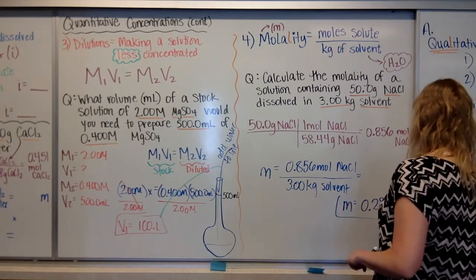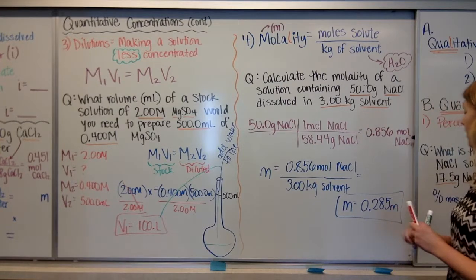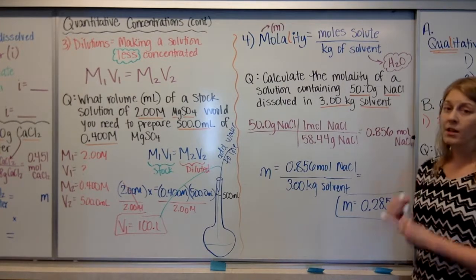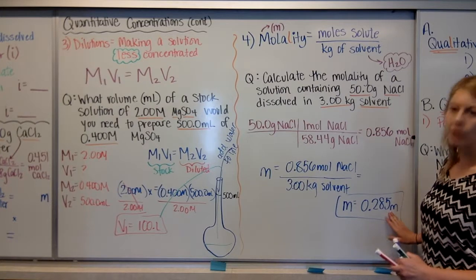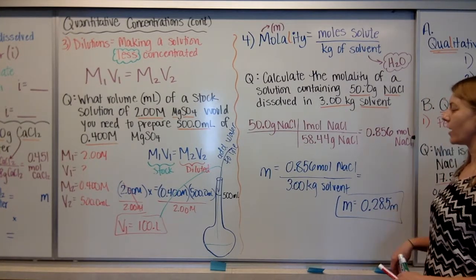molal, okay? So, little m for molal. You could also write moles per kilogram, but we usually, or sorry, not molar, molal. Big M is molar, little m, molal, all right?